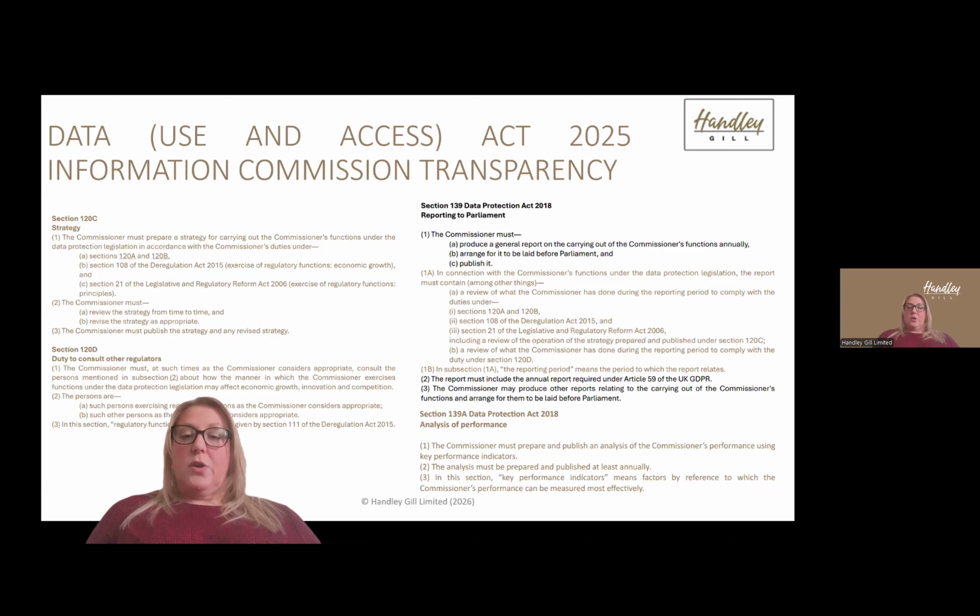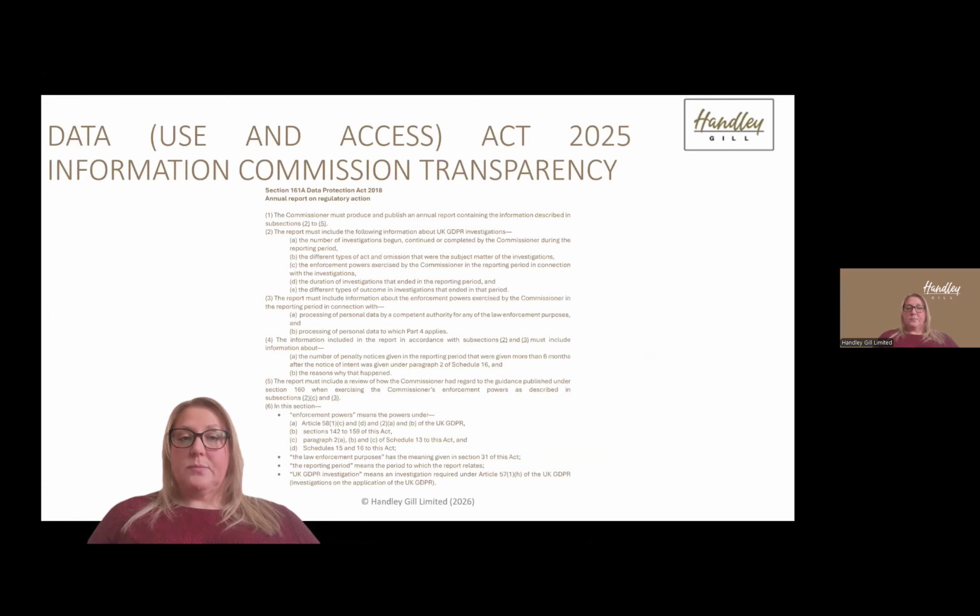And the new Section 139A, Data Protection Act 2018, requires the Commissioner to prepare and publish an analysis of performance using KPIs. There must be an annual report in accordance with Section 161A of the Act on regulatory action, including quite specific information: the number of investigations begun, continued or completed, the different types of act and omission that were the subject matter of the investigations, the enforcement powers that were exercised, how long the investigations lasted, what were the outcomes of the investigation.